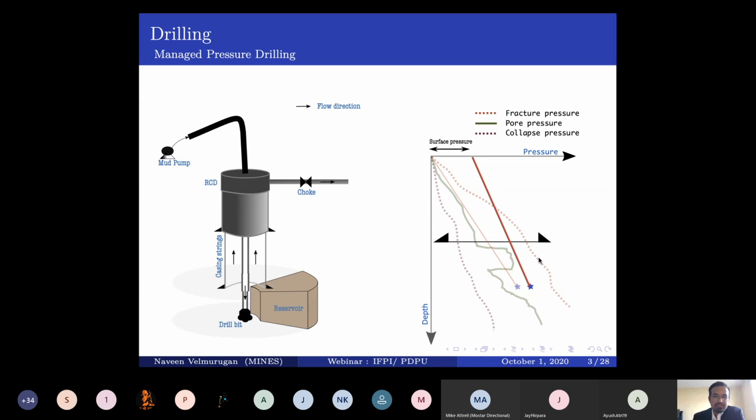You don't have to go for a well-controlled situation where you have to close your BOP, expensive, time-consuming, but instead, just by having a restriction on the choke or having an additional pressure at the annular side, you can dynamically maintain a particular pressure or a required profile along the wellbore. So this is what is called the managed pressure drilling operation.